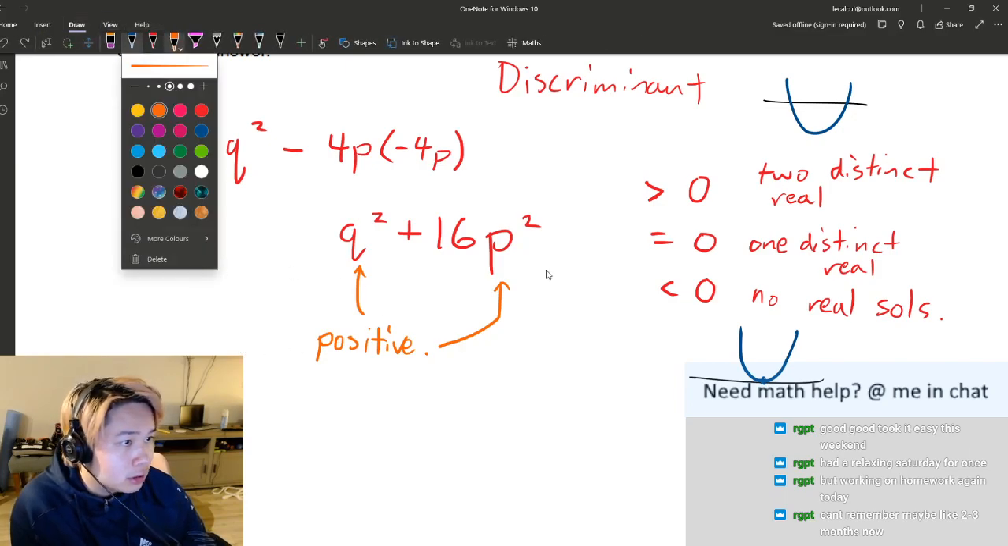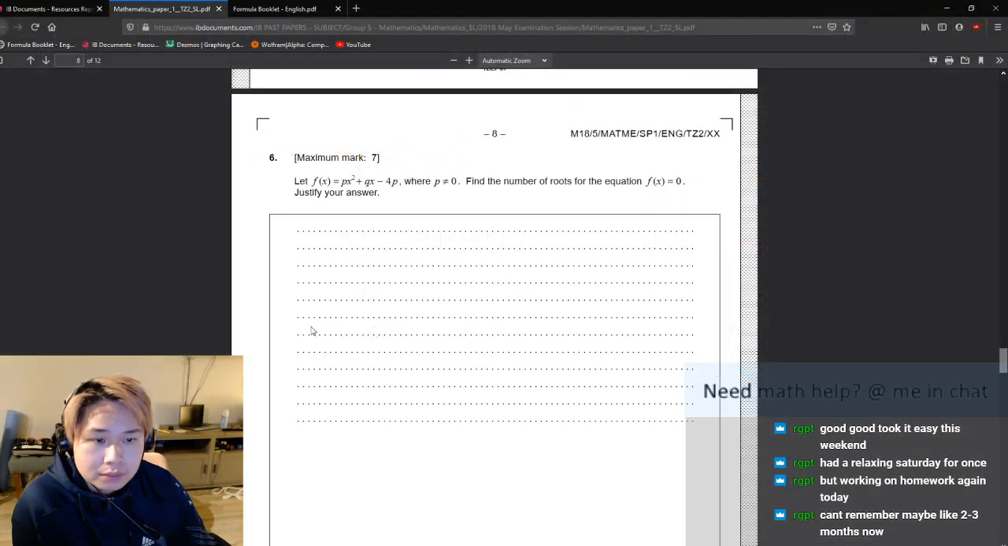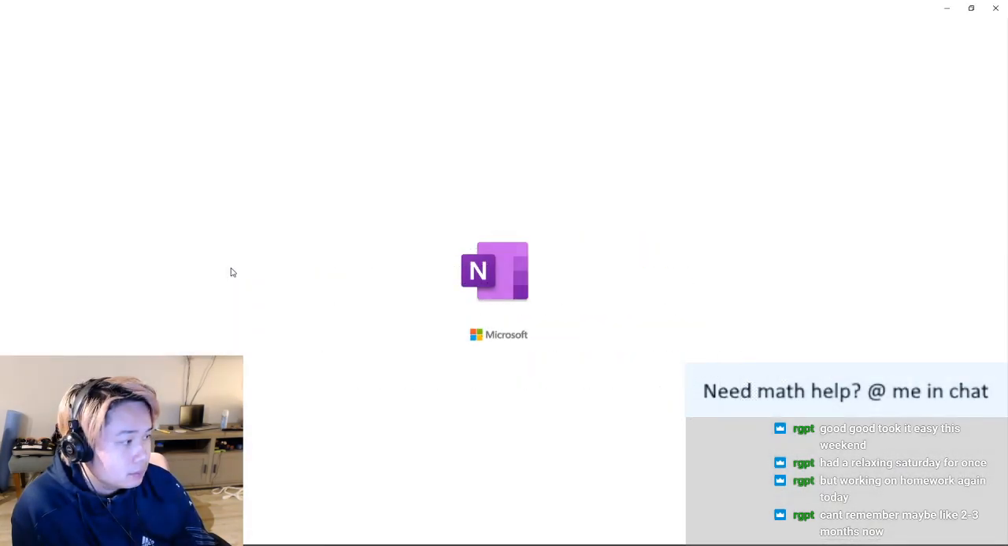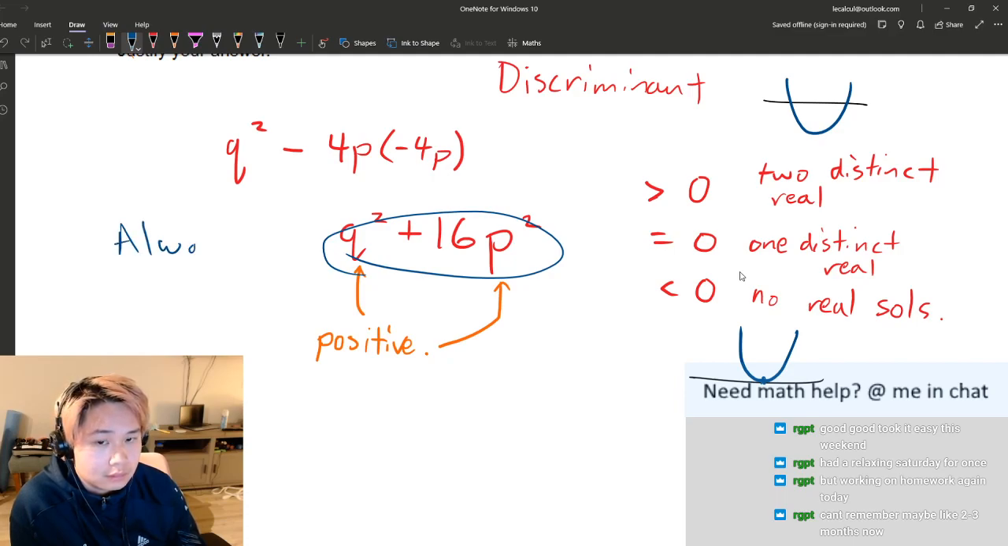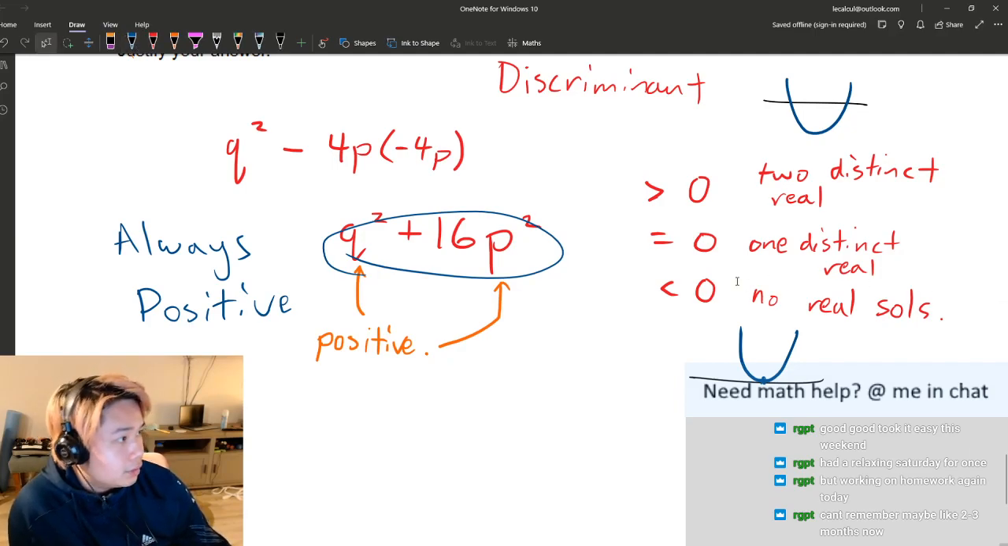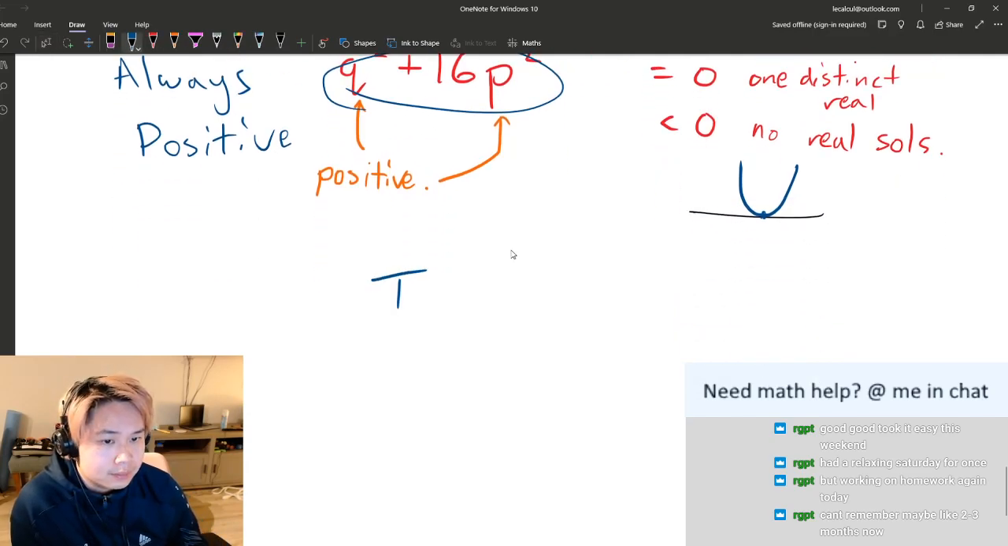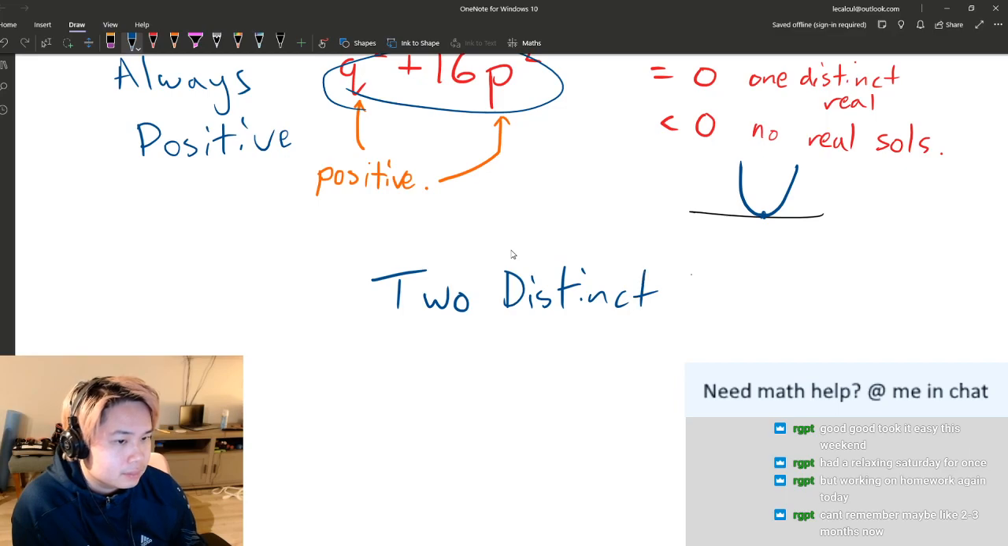I can't change my color. So according to our talk about the discriminant, because it's positive, I will have two distinct real solutions.